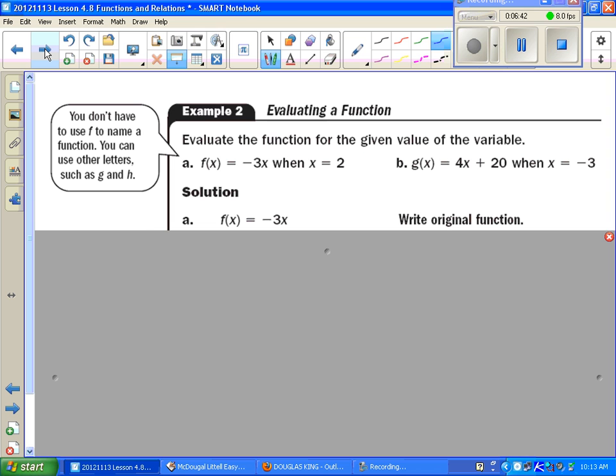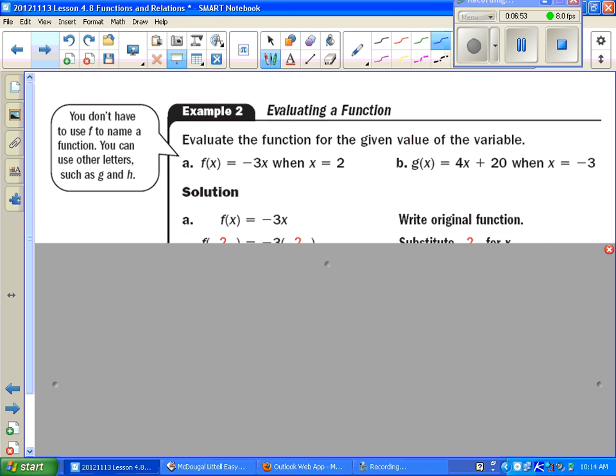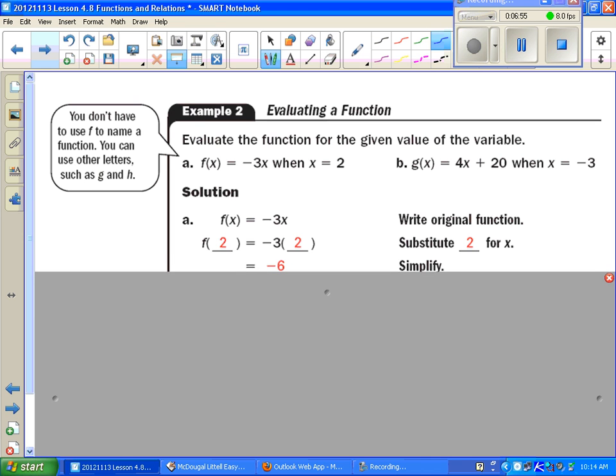When you're evaluating the functions, notice the little bubble says you don't have to use f to name a function. You can use letters like g and h. Mentioned that earlier. The first one, f of x, says negative 3x when x equals 2. First thing you want to do is rewrite the function as f of 2 because x's value is 2. Notice we just plugged in 2 in place of that.